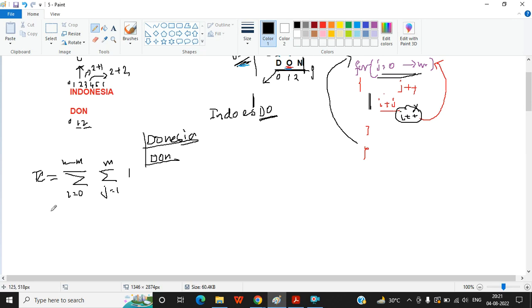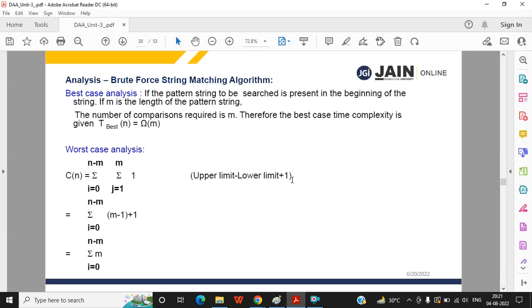Okay. Now how to expand it? I told you yesterday: upper limit minus lower limit plus 1. You see it from here. See, m minus 1 plus 1. m is the upper limit, so m minus 1, where 1 is the lower limit.